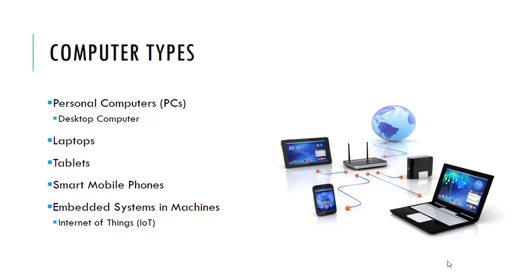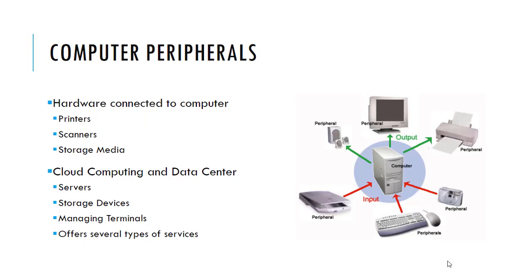Internet of Things allows things, machines, to exchange information between each other in order to offer a certain service required by human users. The peripherals that can be connected to a computer are simply the hardware: the printers, the scanners, the storage media. All of these are called peripherals.